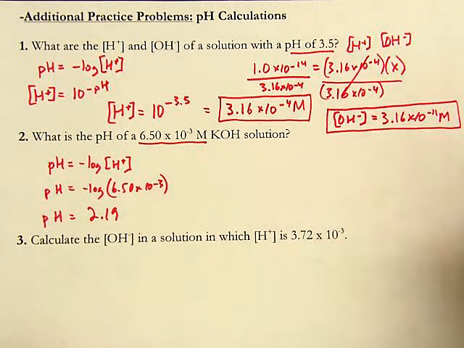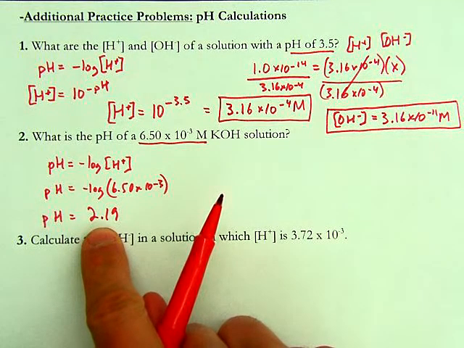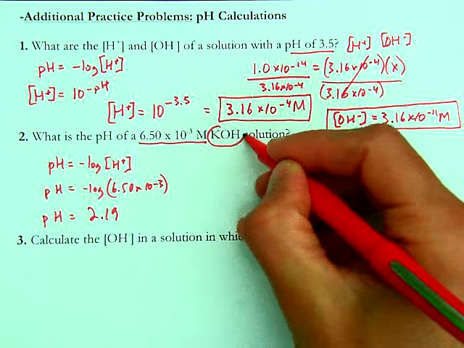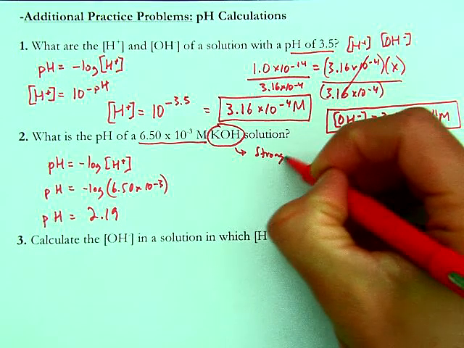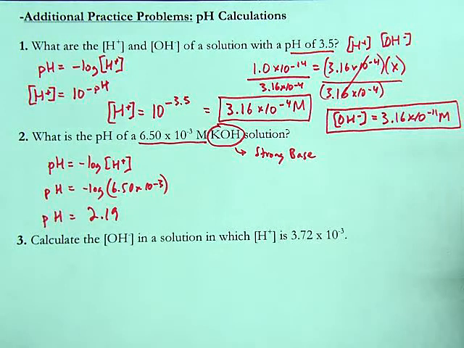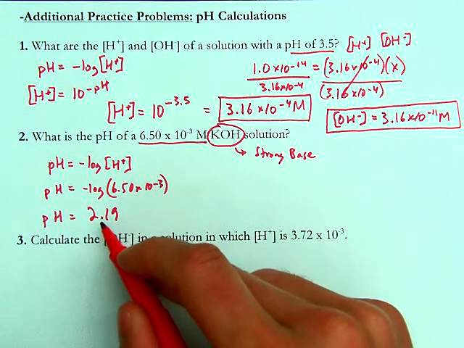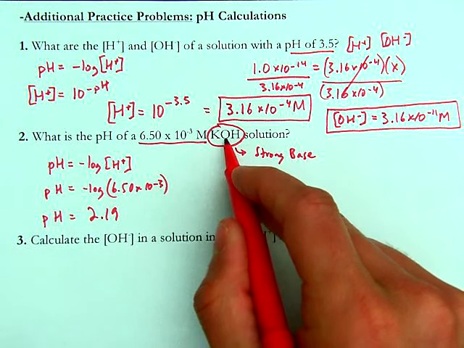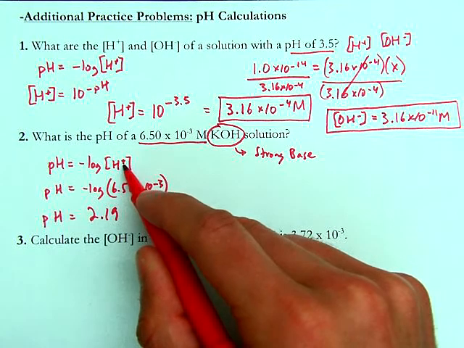Now, I want you to pause and look at this. If you have a pH of 2.19, that's acidic, right? If the pH is less than 7, that's acidic. But if you look at this, KOH, that's a strong base. If you put a strong base into water, you're not going to end up with a pH less than 7. Okay? So because this is a base, this molarity is not our concentration of H.